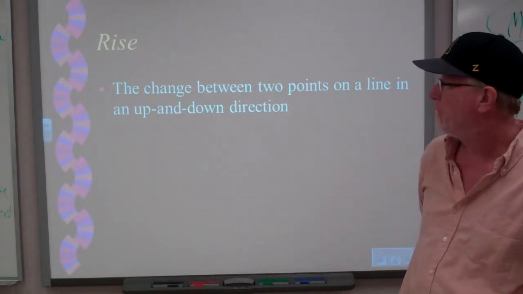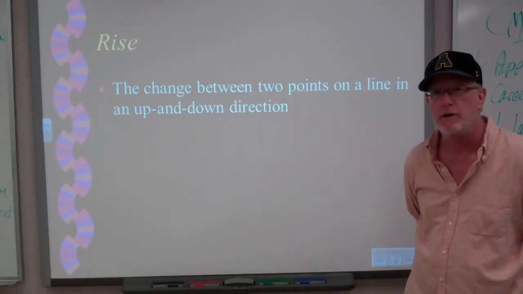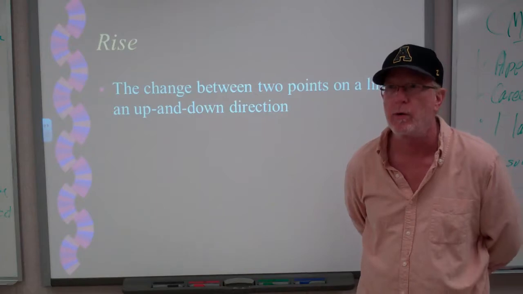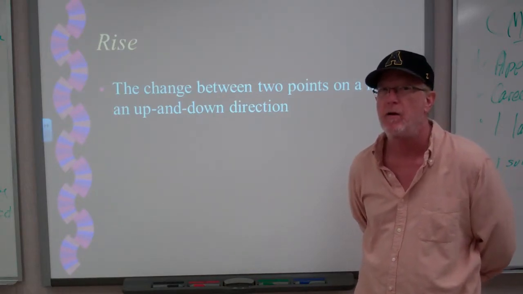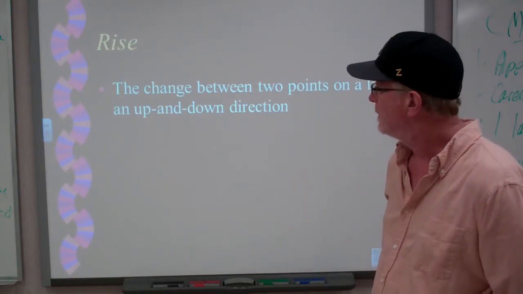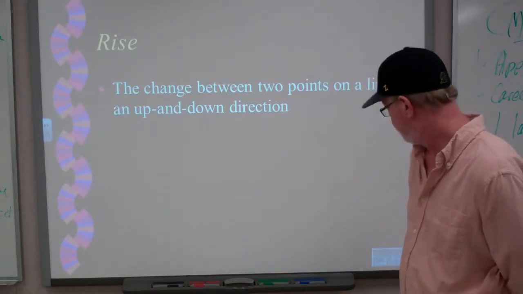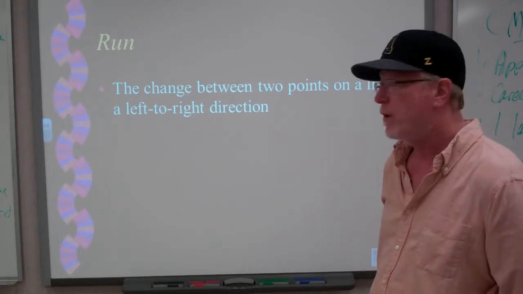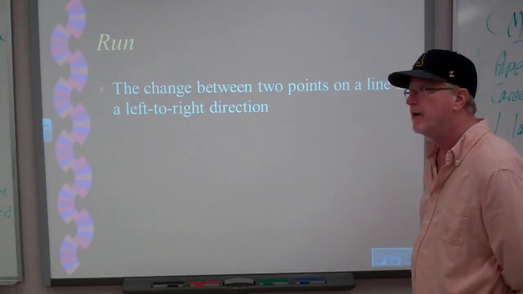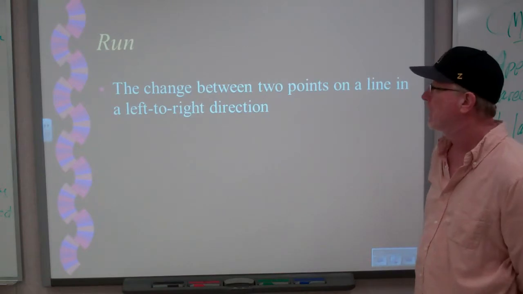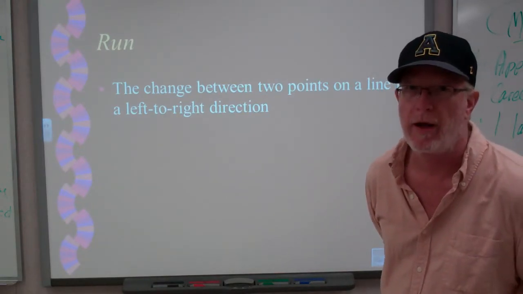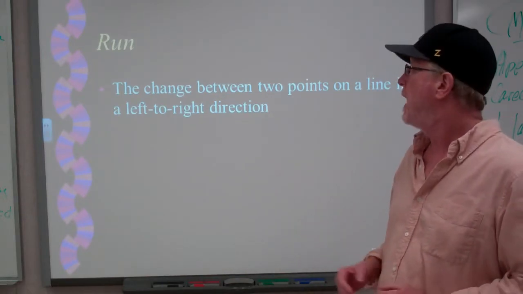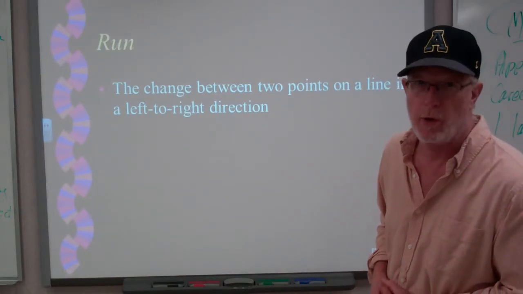Rise, the change between two points on a line in an up and down direction. Up and down being vertical. Do we all remember that a vertical line runs up and down? It stands there all nice and proud. And that would be on the y-axis. The run is horizontal, laying there. The change between two points on a line in a left to right direction. So as we move from the left side of the graph to the right side of the graph, how much change we get is the run.